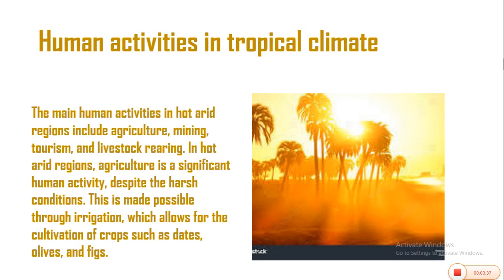Human activities in tropical climates. Human activities in hot, arid regions include agriculture, mining, tourism, and livestock rearing. In hot, arid regions, agriculture is a significant human activity, despite the harsh condition. This is made possible through irrigation, which allows for the cultivation of crops such as dates, olives, and figs.